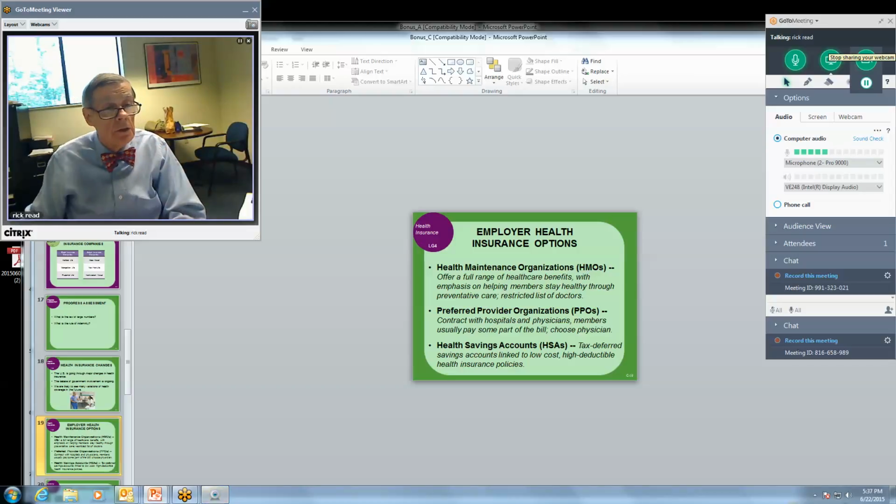A health savings account is something that's tax deferred. You have to talk to your employer and make sure that the employer has that. And it could be beneficial to you because that money comes off the top and you're not taxed on it.